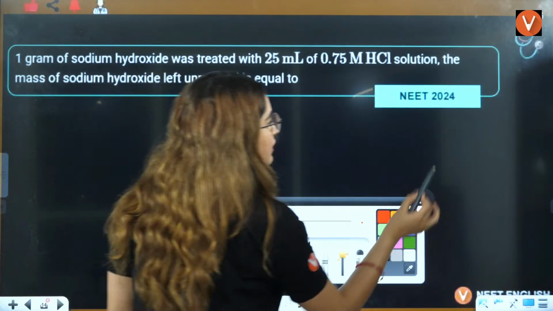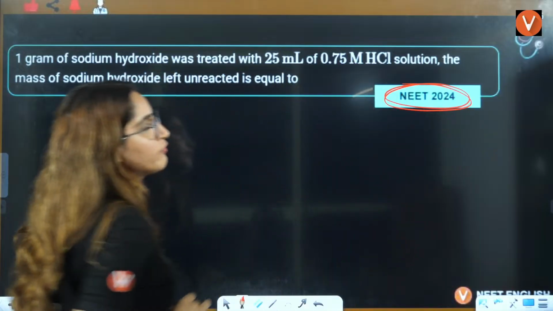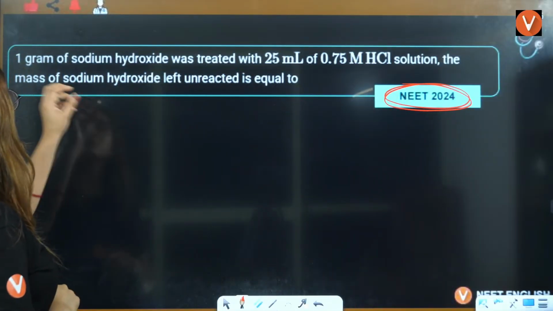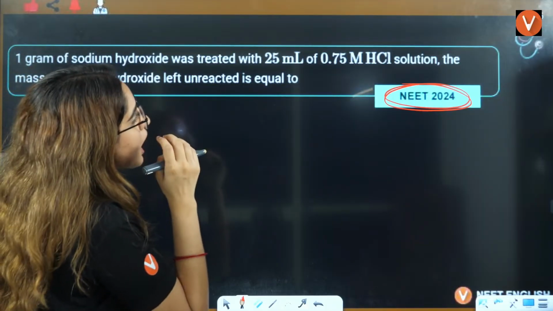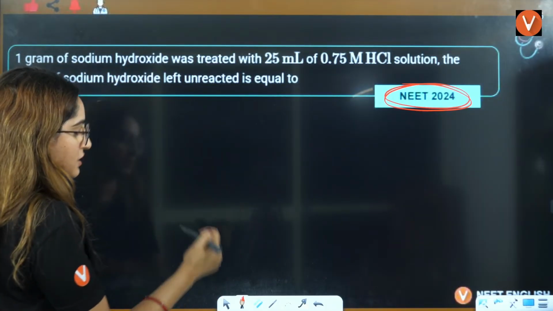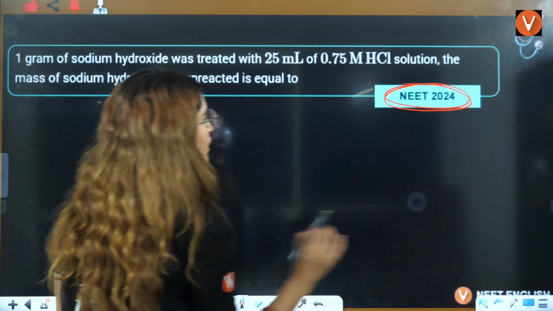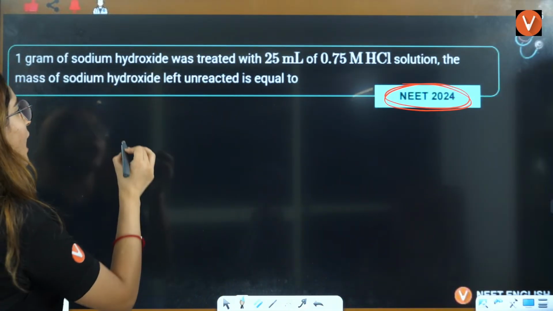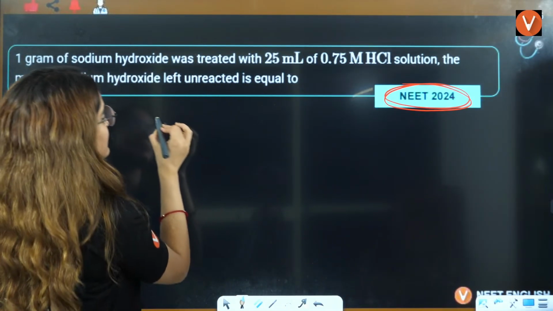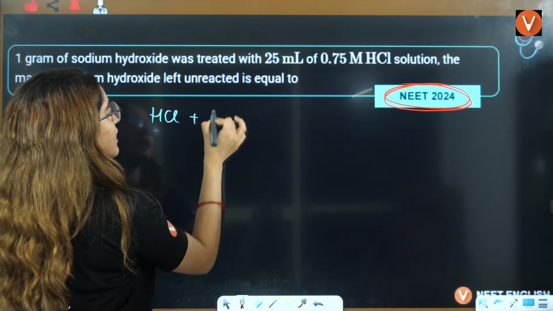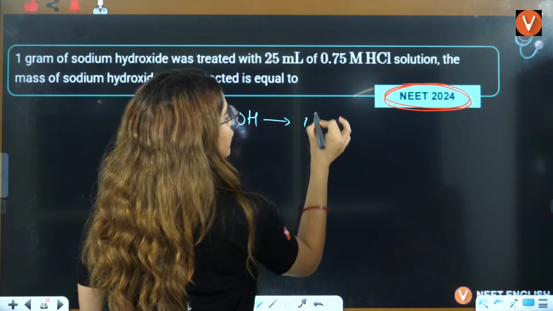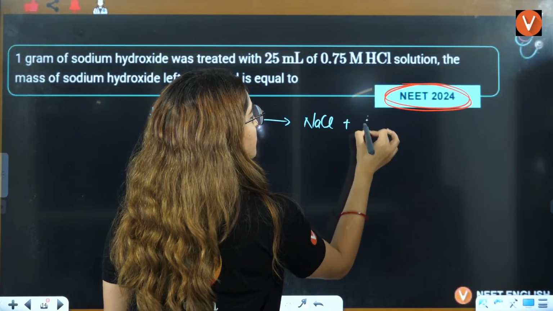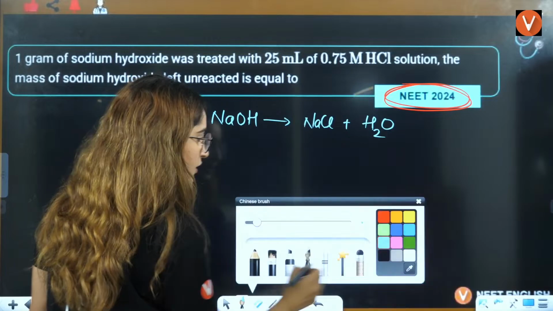This was asked in NEET 2024. Right? The question says that 1 gram of sodium hydroxide was treated with 25 milliliter of this. Okay. So again, the question is sodium hydroxide was treated with HCl, right? HCl and NaOH were treated. Simple is here you will have the formation of NaCl plus water, right?